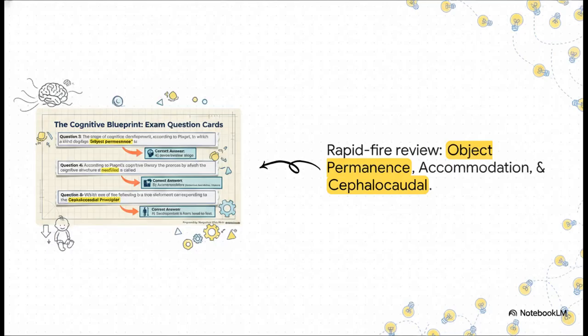Okay, let's do a quick rapid-fire review to make sure these concepts are sticking. Ready? Piaget's stage where object permanence pops up, that's the sensorimotor stage. What do we call it when we have to modify our mental frameworks? Accommodation. And that principle where development goes from head to foot? Cephalocaudal. See? You're already starting to think like the test wants you to.